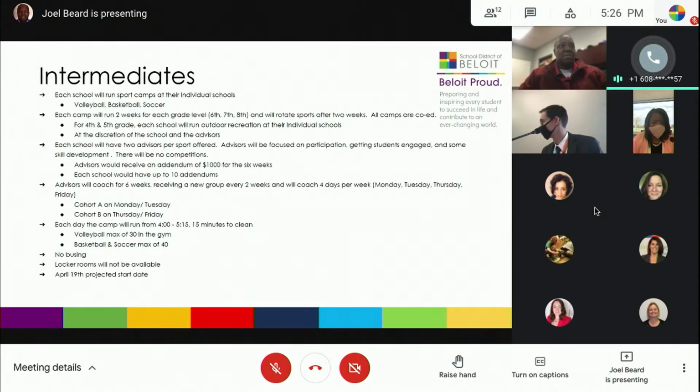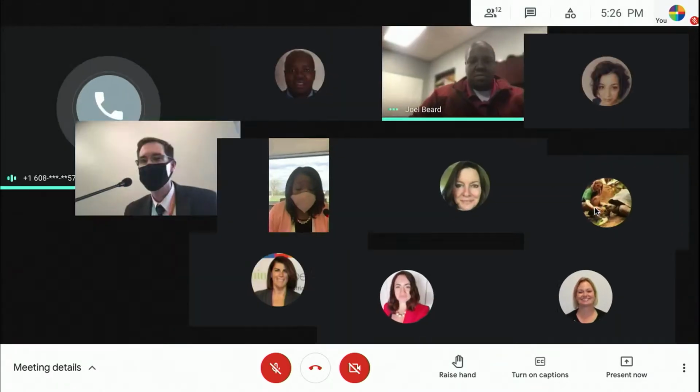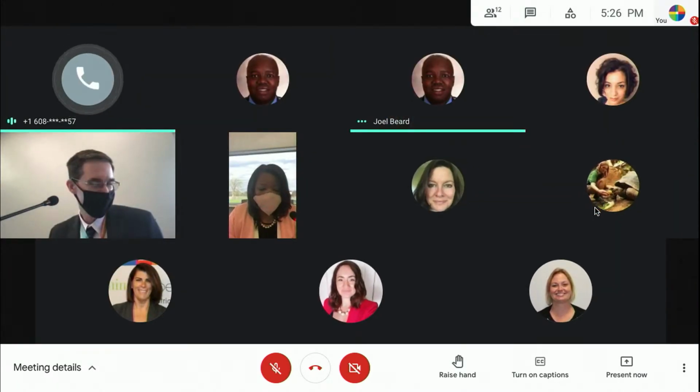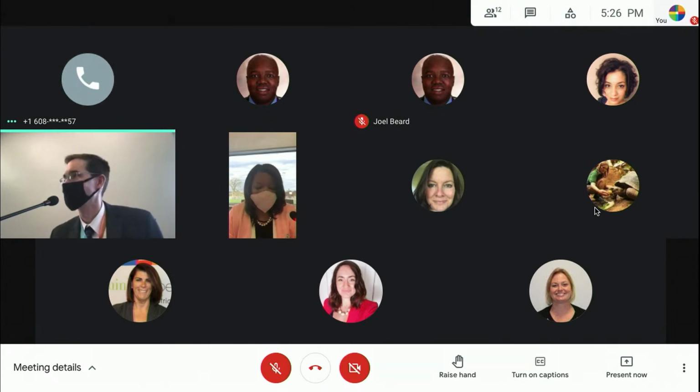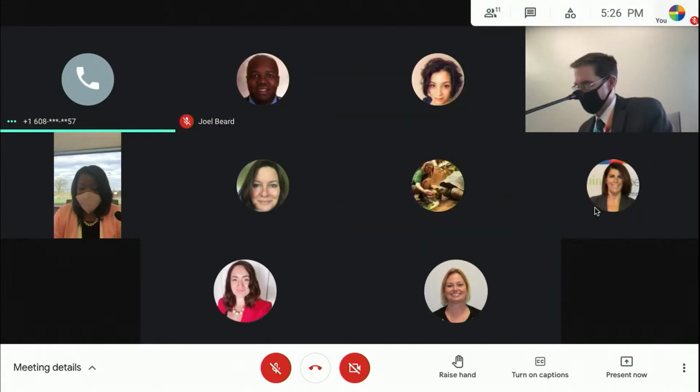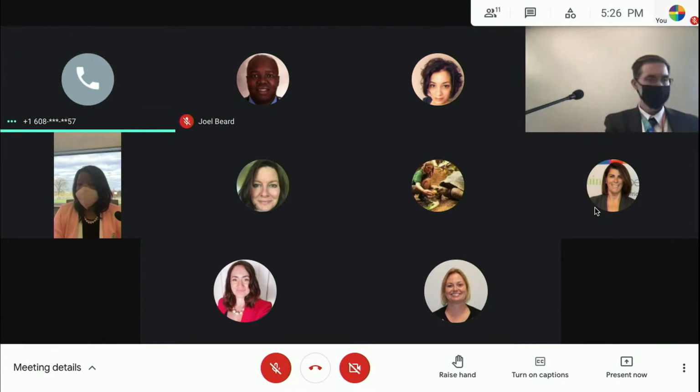All right, this moves us to number 3 on our agenda, finance, insurance, and contracts. A is the Toro lawnmower RFP. Good afternoon.